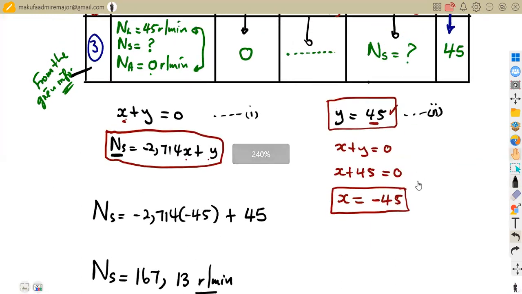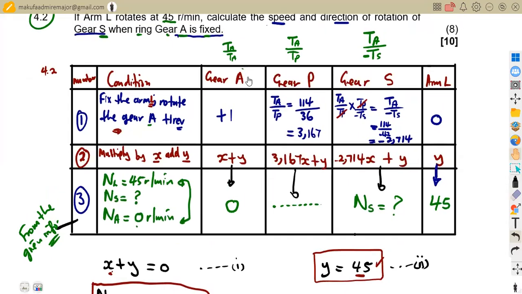The first step, like I always say, draw your table properly, mention all the gears that are part of the epicyclic gear, and also the arm. The first part is to fix the arm. You rotate the bigger gear wheel in this case. So we are going to rotate the largest gear wheel. In this case, the largest gear wheel is the annulus, always like that. Then the second part is to multiply by X and add Y. Then the third part here and the fourth, maybe they can be the fourth one depending on the conditions.